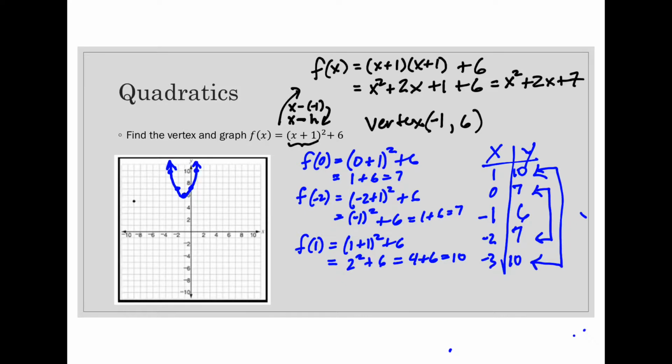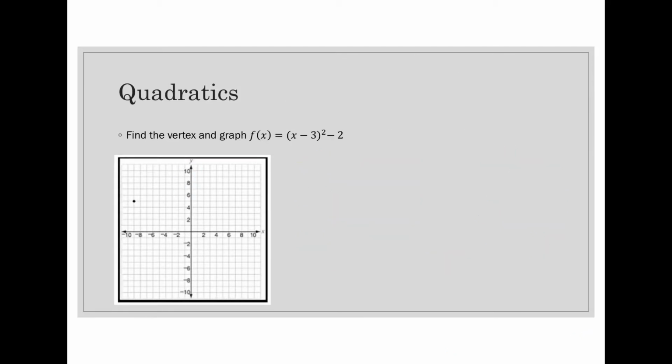Enough points there to graph my parabola, knowing that it's going to be in the shape of a parabola, and some of the behaviors depending on the values of a, b, and c. We're going to go ahead and do one more in vertex form, and the vertex here we see is going to be at (3, -2).